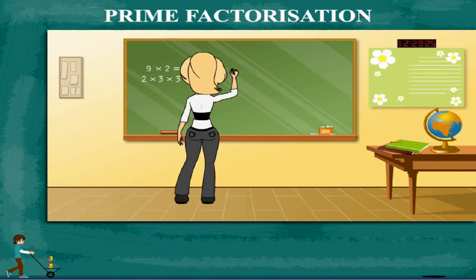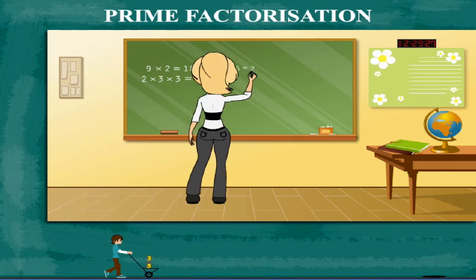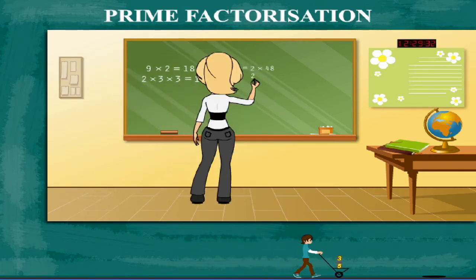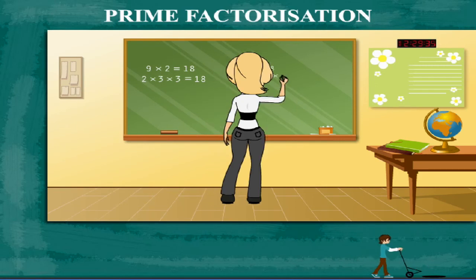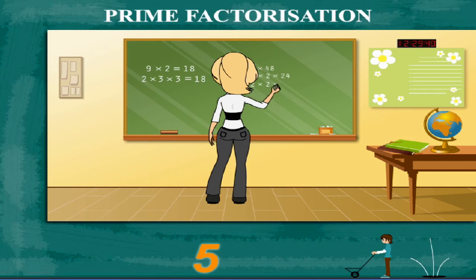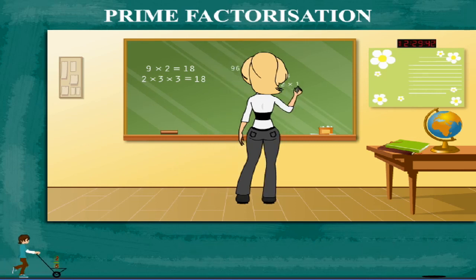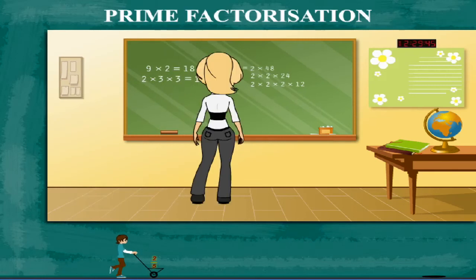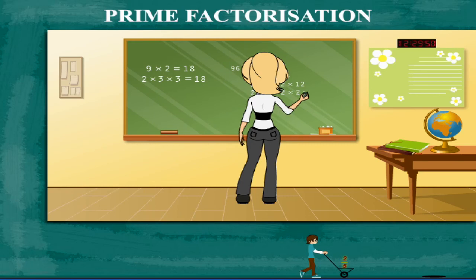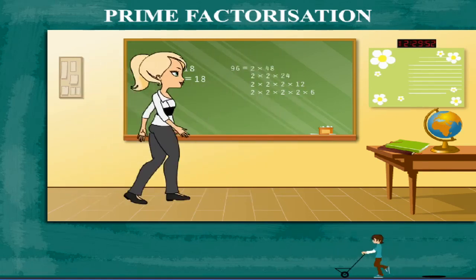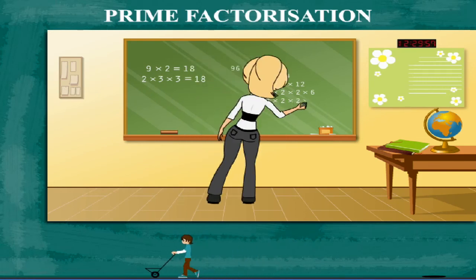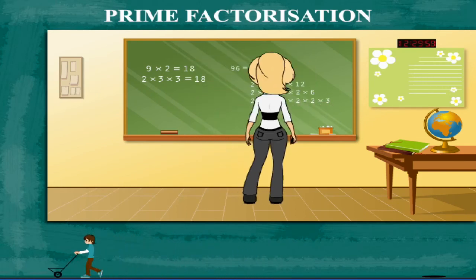These are prime factors. She now puts 96 equals 2 into 48 on the board. This means 2 into 2 into 24. This may also mean 2 into 2 into 2 into 12. Further simplification may be 2 into 2 into 2 into 2 into 6. And finally, the prime factors will be 2 into 2 into 2 into 2 into 2 into 3. Thanks, ma'am.